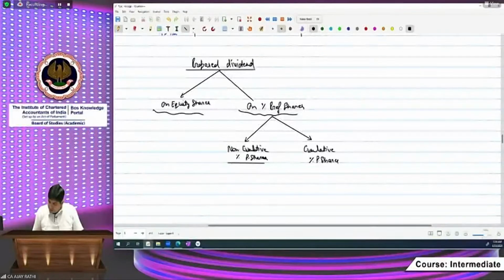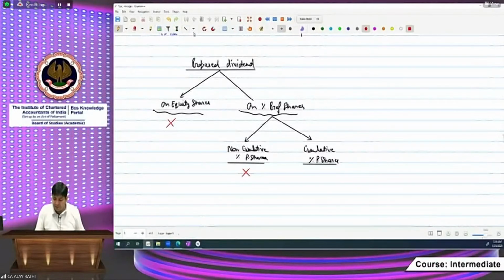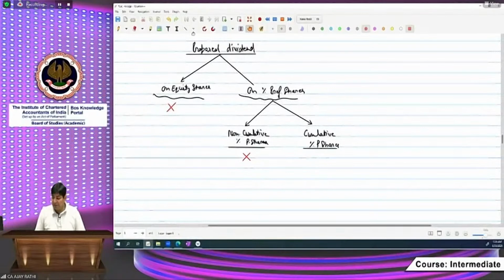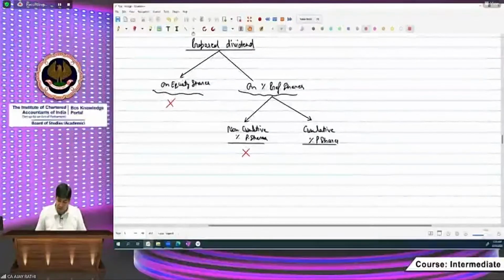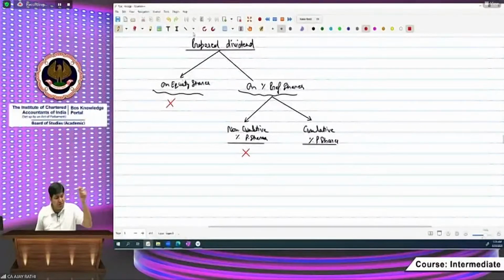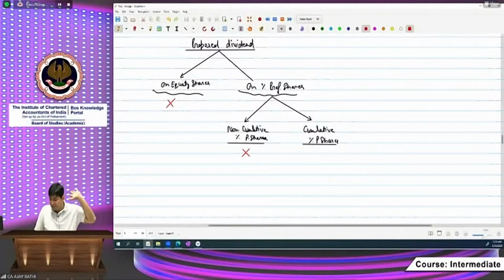So beta, we shall ignore. There is no treatment. If it is given in the question, then ignore that. But if the question gives cumulative preference shares, or if the question is silent, then it is always presumed to be cumulative. You have already learned this in the foundation basics.